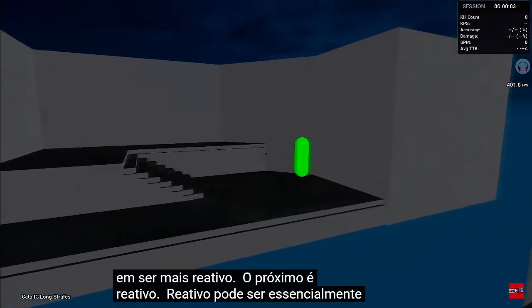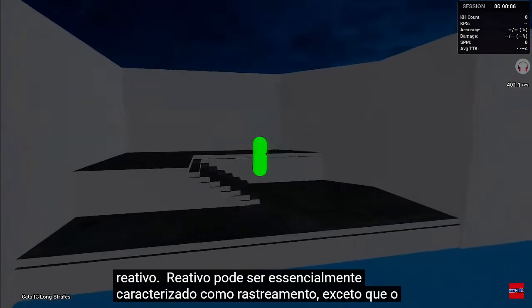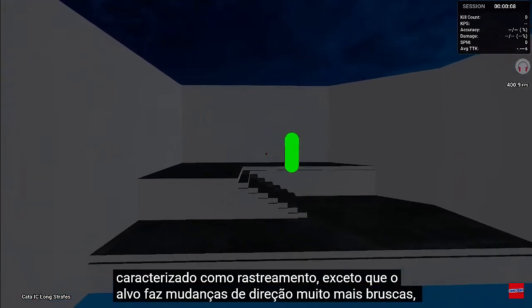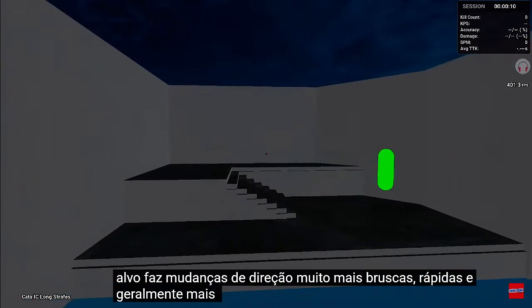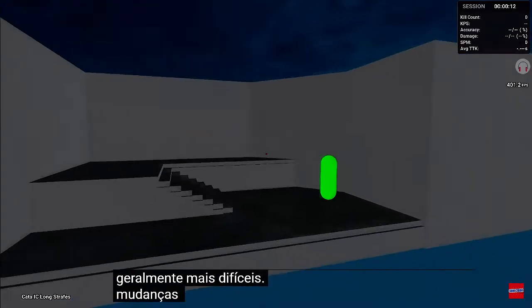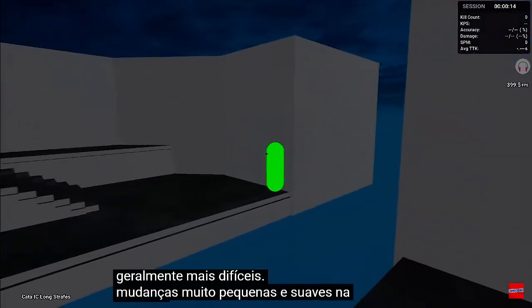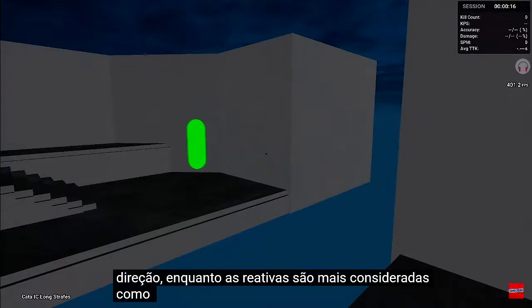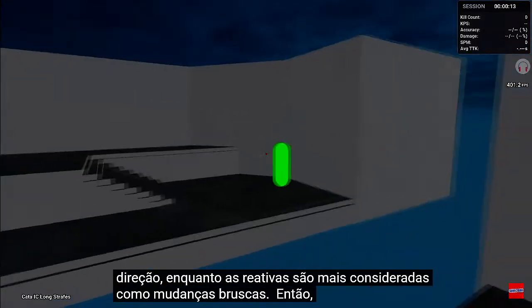Reactive can essentially be characterized as tracking, except the target does way sharper, quicker, and usually harder changes in direction. Smooth is very small, soft changes in direction, where reactive is more thought of as strafes, hard changes. So reactive is essentially this part.